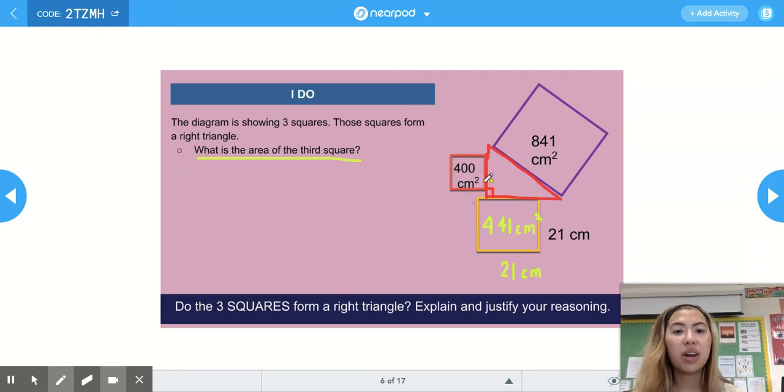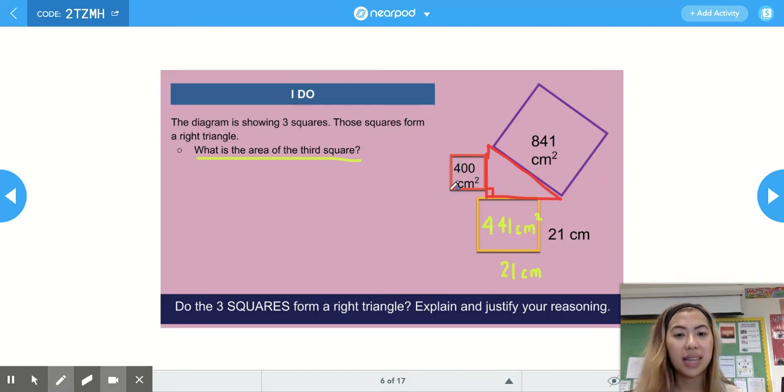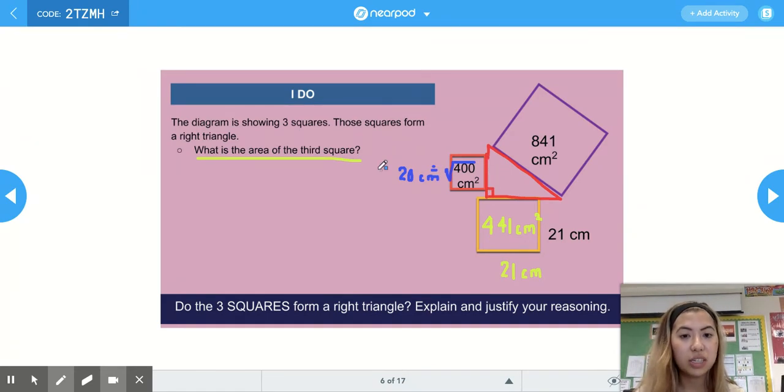But let's say I want to figure out the side lengths of this leg right here, or the height of the right triangle, as well as the hypotenuse. I'm given the area. So this area basically means that this side length times this side length is 400. And so I'm going to try to find the square root, which is the same thing as thinking of what number times itself is equal to 400. And the square root of 400 is 20. So that means that this height of the right triangle is 20 centimeters.